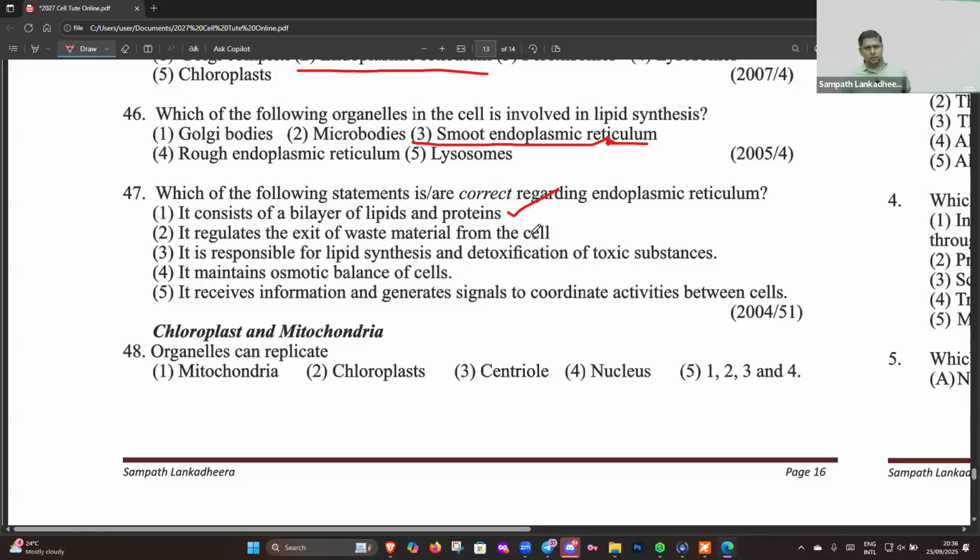Regulates the waste materials from the cell? No. Responsible for lipid synthesis and detoxification of toxic substances? The question is regarding endoplasmic reticulum generally, so we'll take it as no. Now, if it is given for SER, correct. Maintains osmotic balance? No, osmotic balance is maintained by the vacuole. Receives information and generates signals to coordinate activities between cells? No. So I think the first is the better answer.